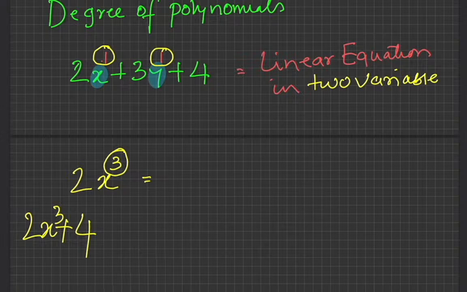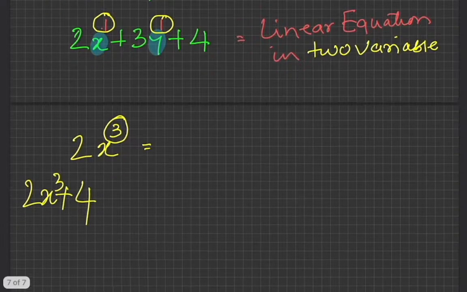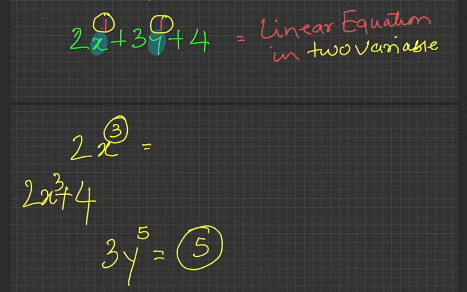Okay. Let's take another example. Let's say I have 3y to the power 5. So the degree of this polynomial, 3y to the power 5, is 5. Simple, right?